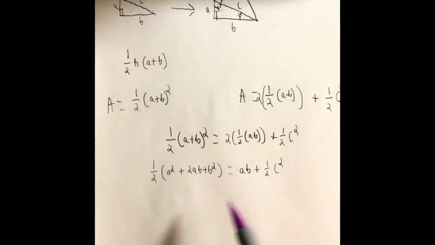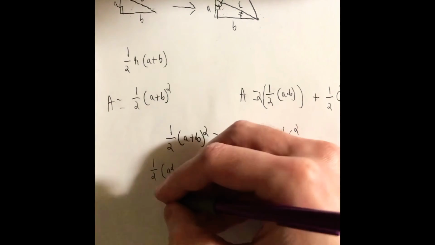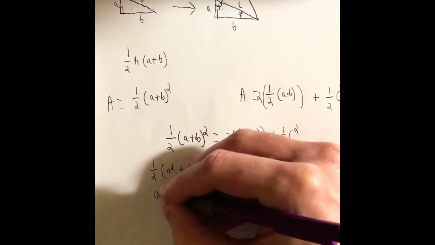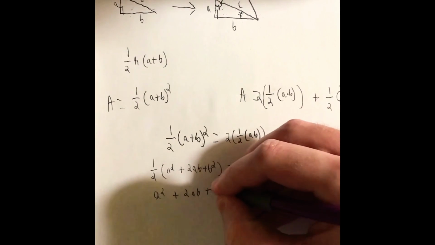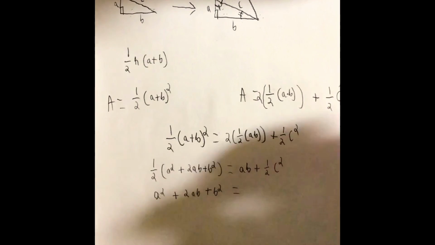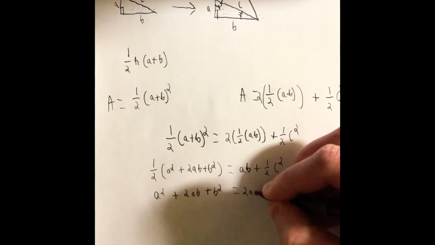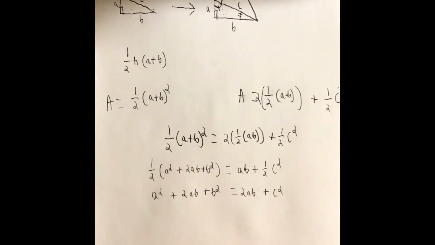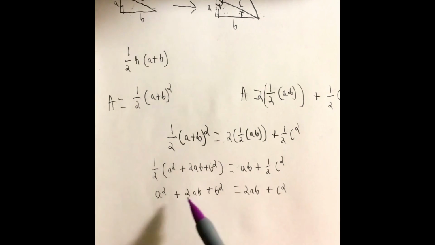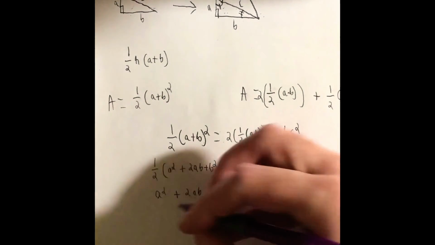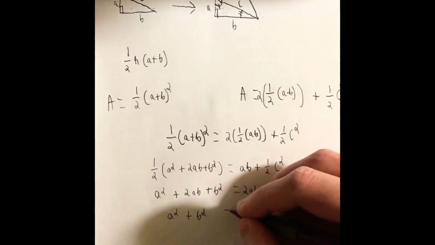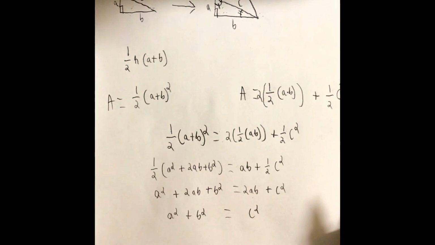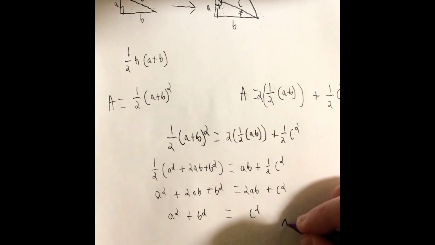And now what you can do is just multiply everything by 2. So what you have next is a squared plus 2ab plus b squared equals 2ab plus c squared. And the last step is subtract 2ab from both sides. A squared plus b squared equals c squared. And that's his proof. And that was the president who did that.